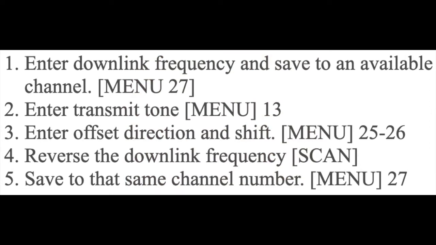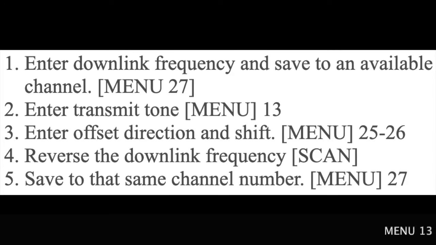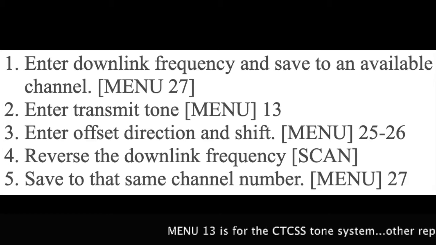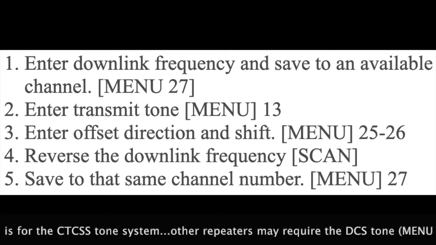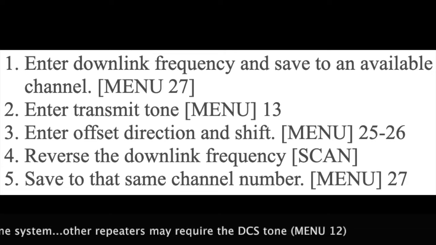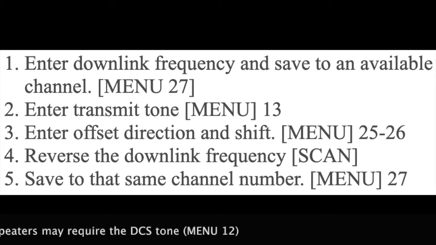1. Enter the downlink frequency and save to an available channel, and that's using menu 27. 2. Enter the transmit tone. That's menu 13. Step 3. Enter the offset direction and shift. And that's menu items 25 and 26. Next step, reverse the downlink frequency using the scan key. And then the last step, save that to the same channel number, which again is menu 27.